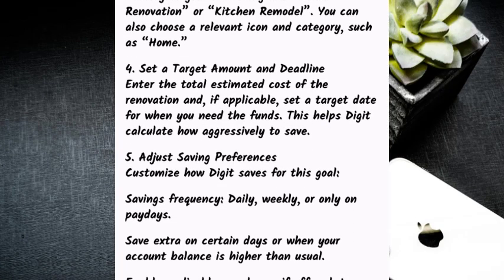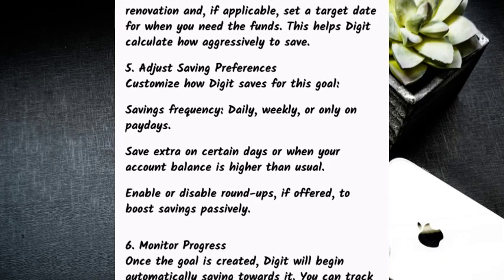Next, adjust saving preferences. You can customize how Digit saves for this goal. You can set savings frequency to daily, weekly, or only on paydays. You can also set to save extra on certain days or when your account balance is higher than usual. You can also enable or disable roundups if offered, to boost savings passively.